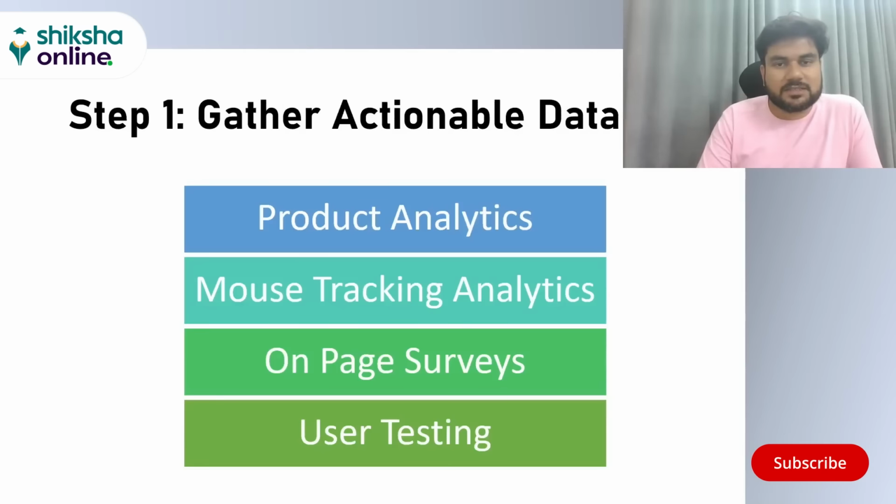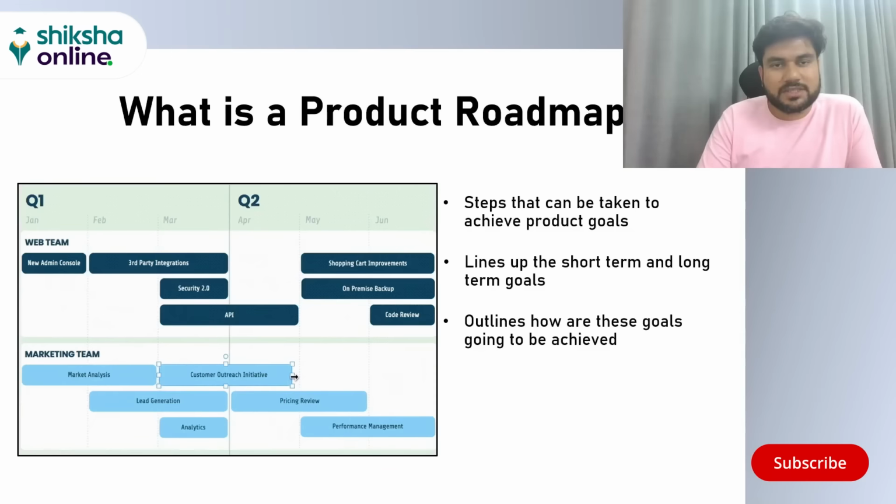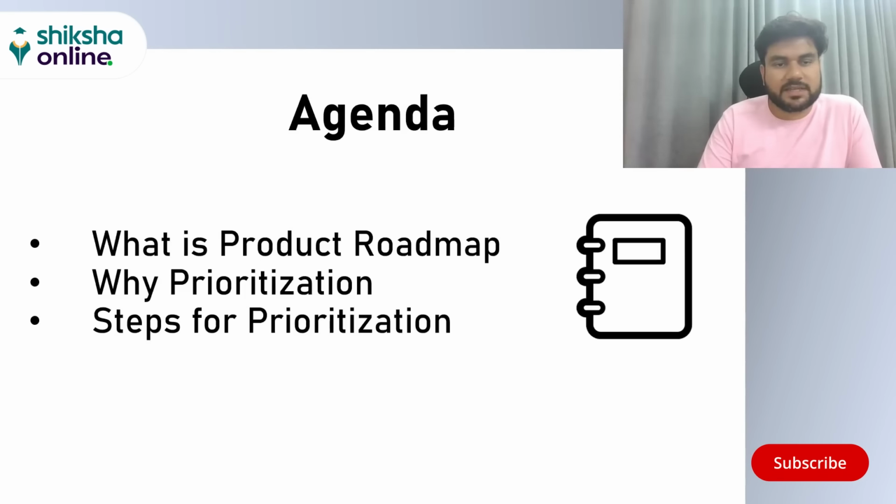So yeah, that is about this session today, and basically we understood what a product roadmap is and why we need to prioritize a particular feature, and then we again went through the steps for the prioritization of these features. So that was it for today's session.